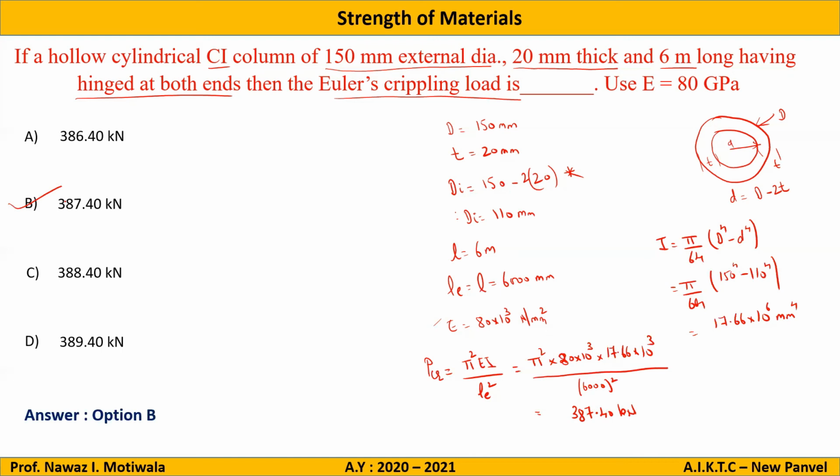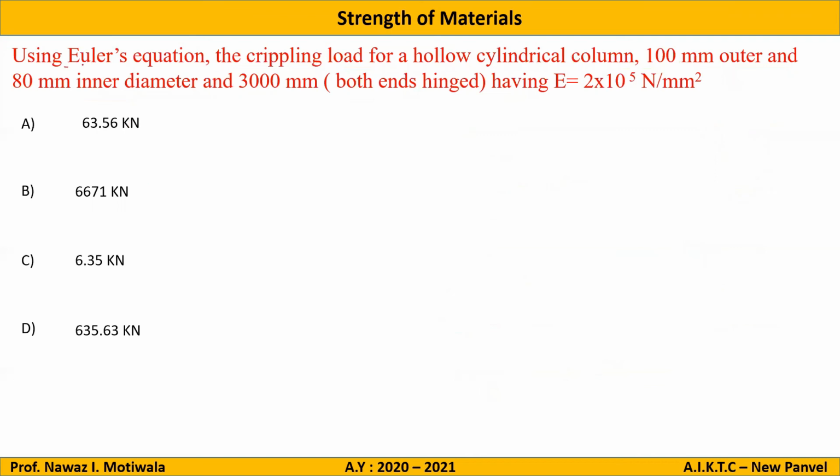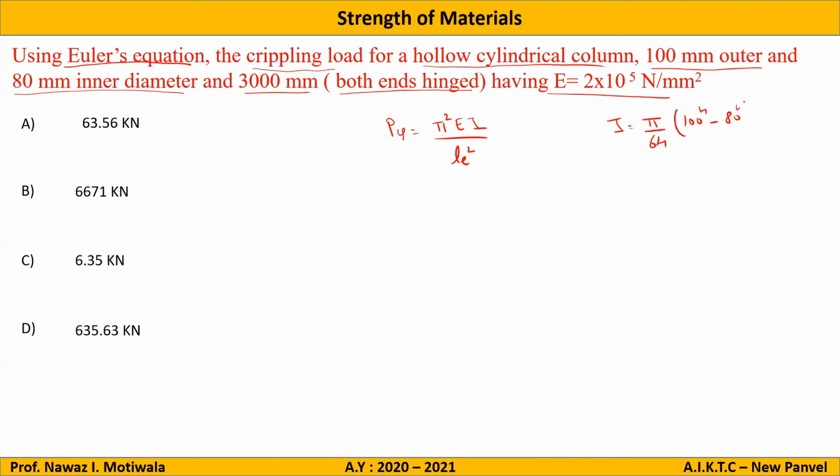Let us go to the next problem, which says using Euler's equation. Okay, again Euler's equation is used. We have to find out the crippling load for a hollow cylindrical column, 100 mm outer diameter and 80 mm inner diameter. Length is 3000 mm. Both ends are hinged. So it's a very simple problem. Directly I can write PCR is equal to pi square EI by LE square. In place of I, I will write pi by 64 into outer D raised to 4, that is 100 raised to 4 minus 80 raised to 4. On solving which, I will get I is equal to 2.898 into 10 raised to 6 mm raised to 4.